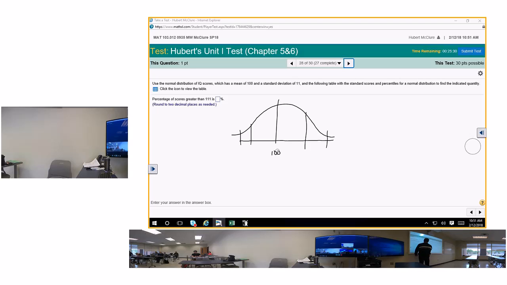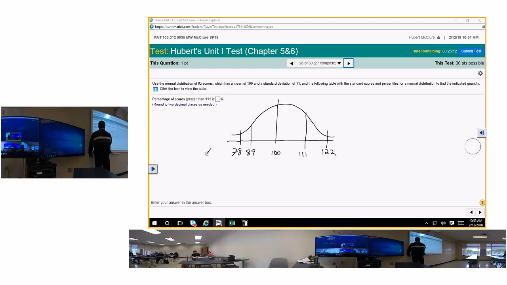100, 111, 122. What is this one? 78? No, 11 would be what? 89 and 78. That's my x's, my z's: -2, -1, 0, 1, and 2. 111.